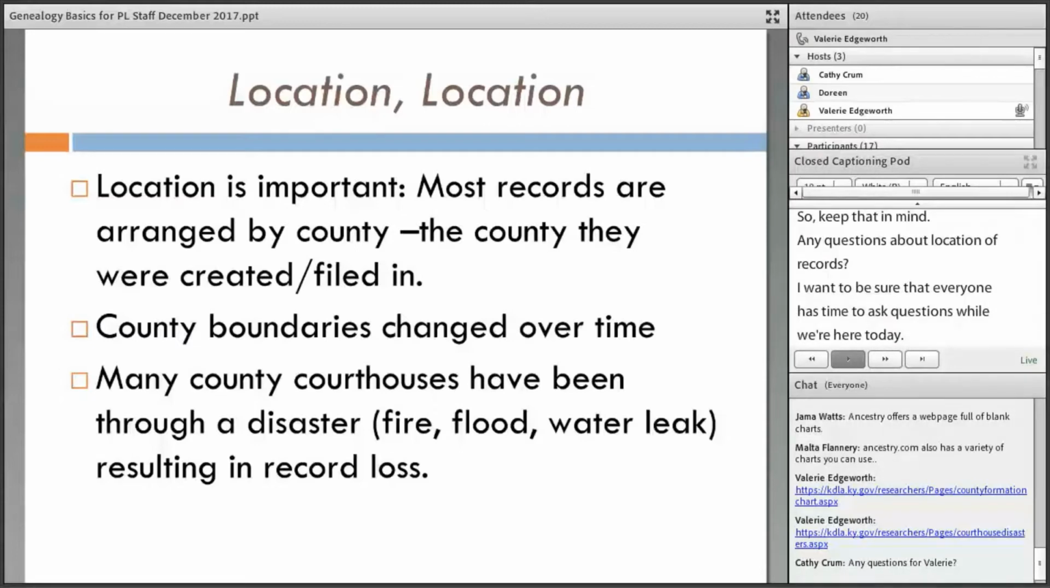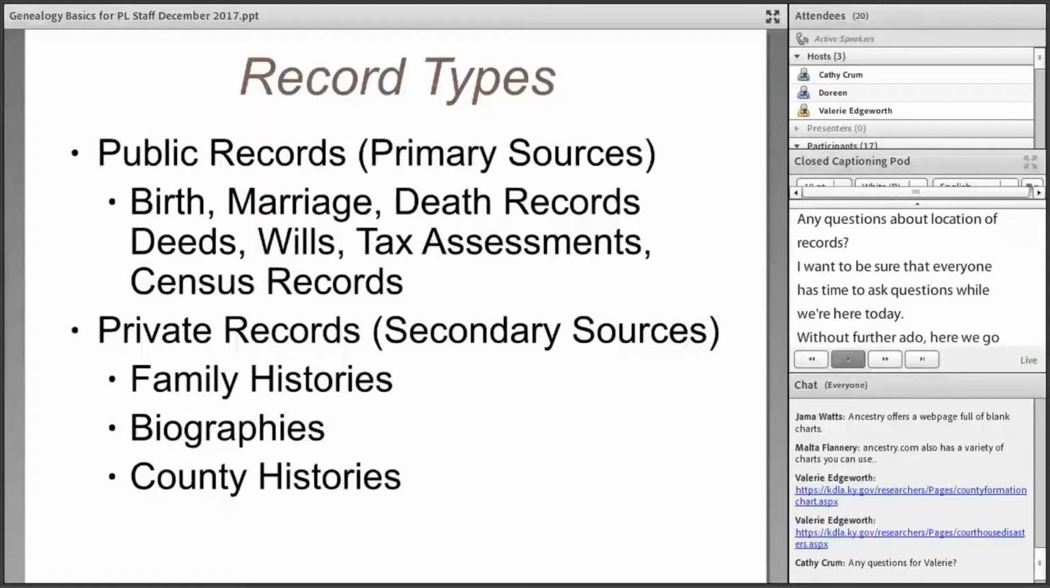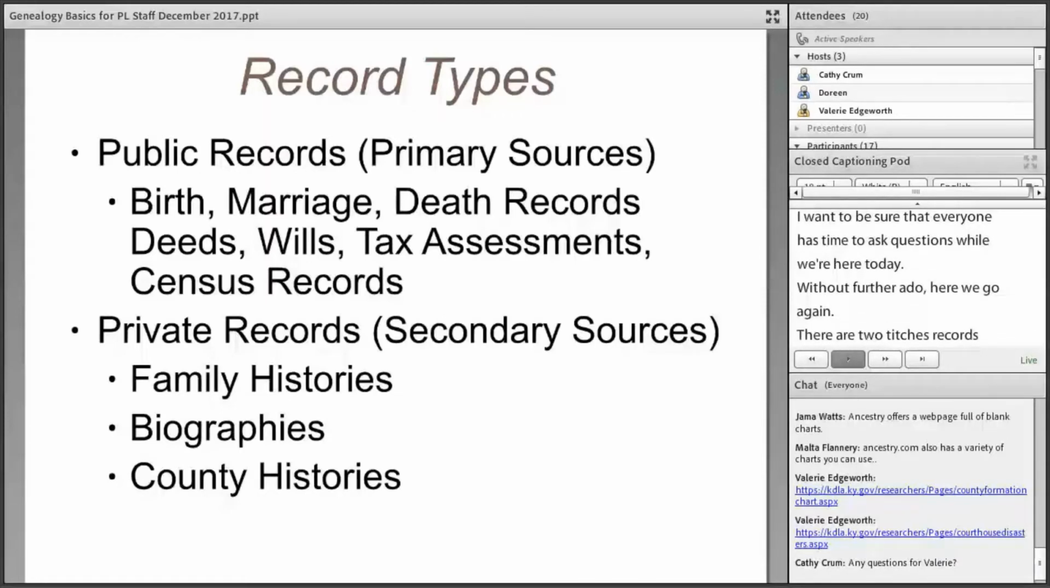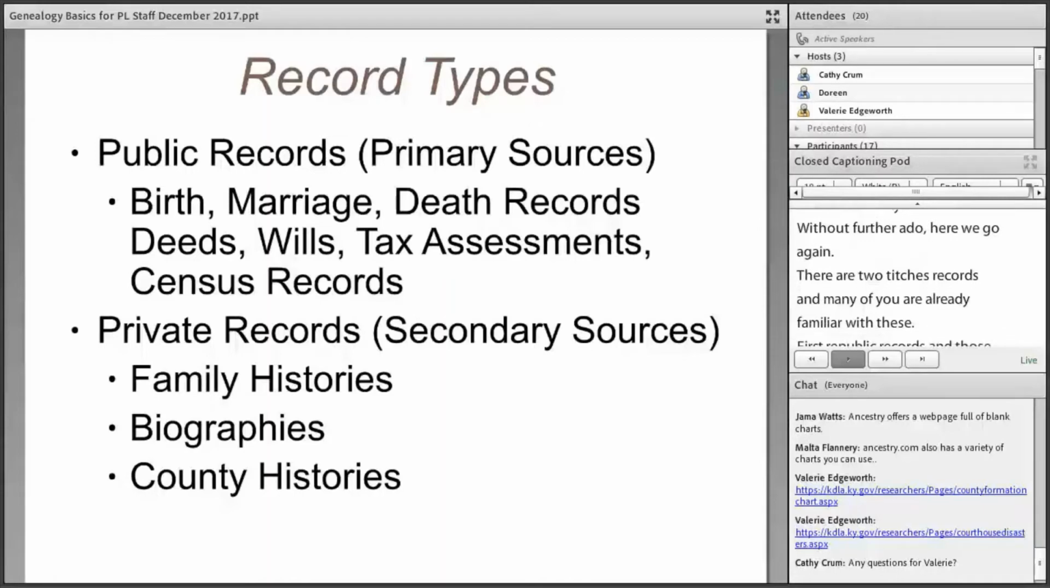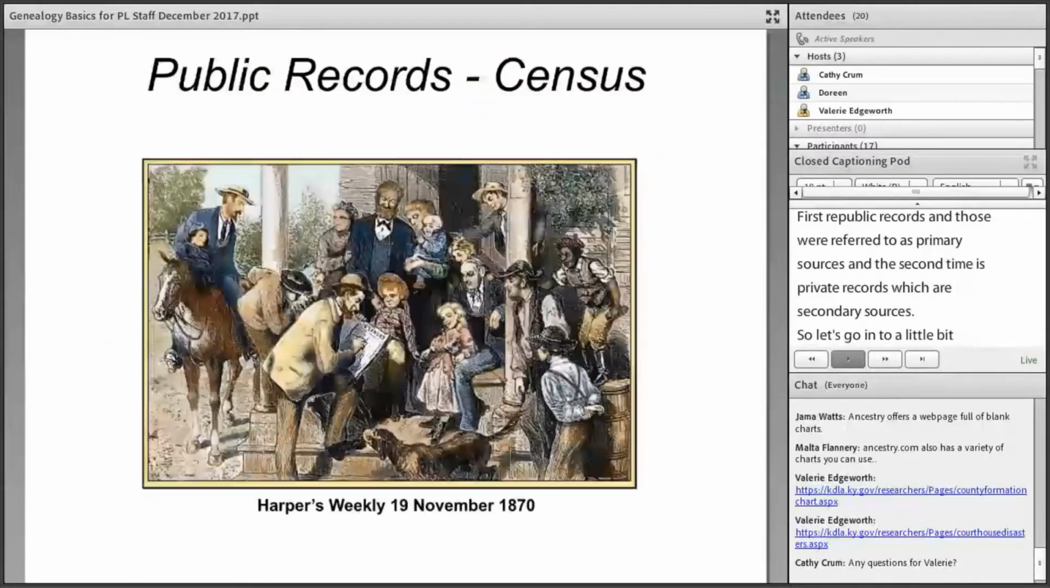All right, without further ado, here we go again. Moving right along. There's two main types of records that I want to talk about today, and many of you are probably already familiar with these. First are public records, and those are referred to as primary sources. And the second type is private records, which are secondary sources. So let's go into a little bit of depth about public and private records.